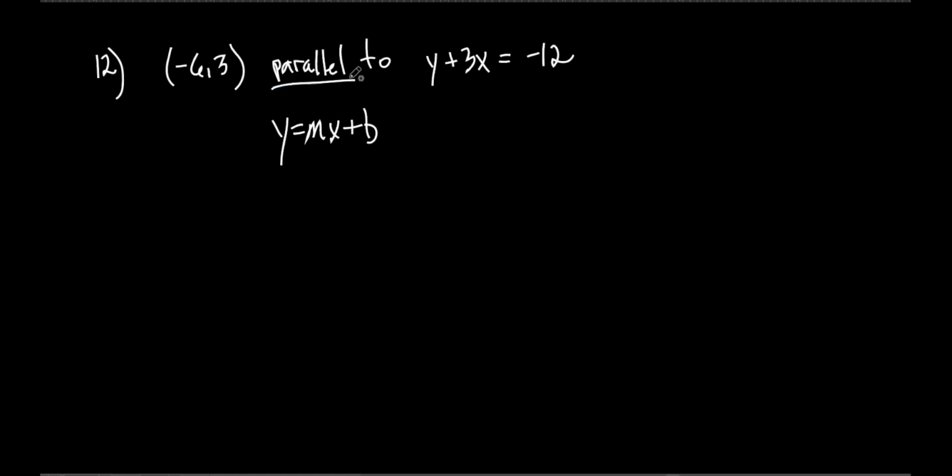Now, here's the key. The line that we want to write is not going to be this line. It's going to be a different line, but it's going to be parallel to this line right here. So what do they have in common? They have the same slope. So what do you want to do with this line? Find its slope. That's right. So let's find the slope. What I would do is subtract 3x from both sides.